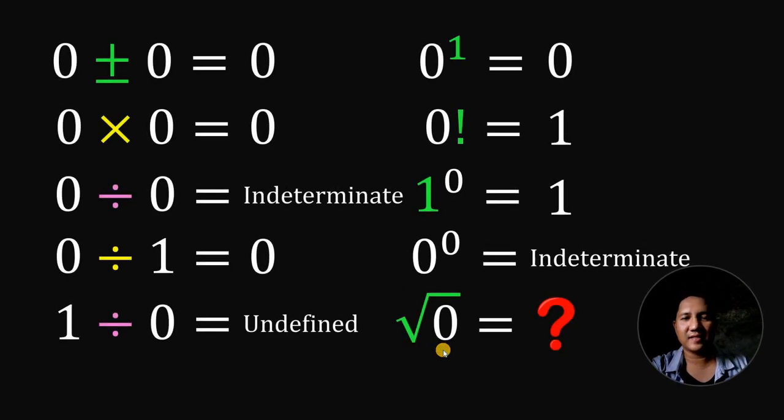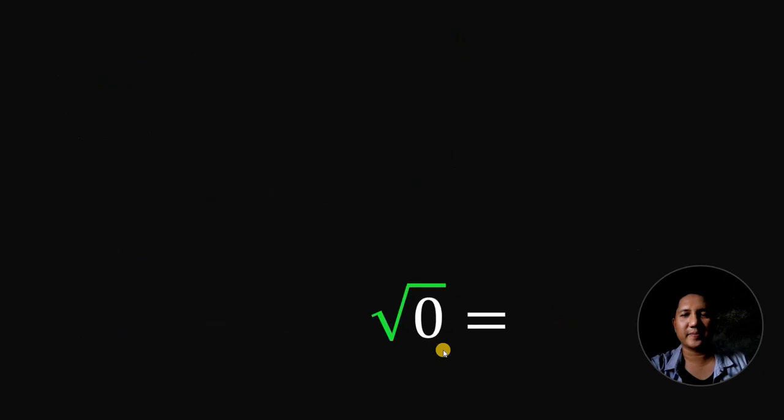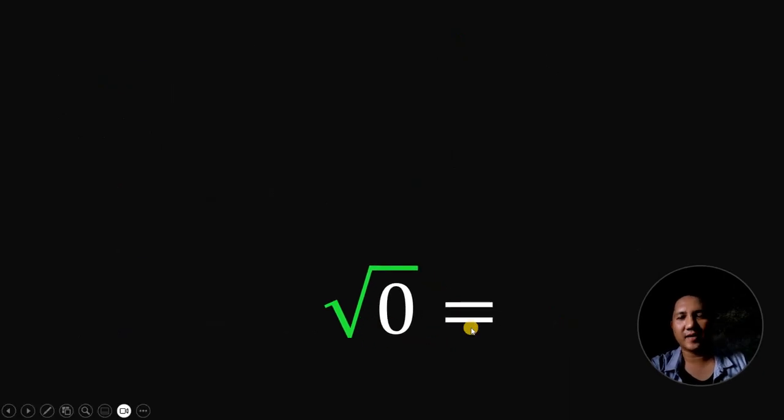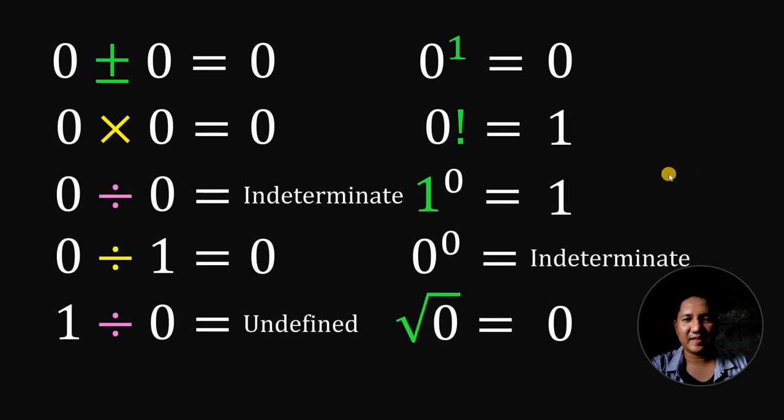How about the last one? Square root of 0. What's the answer when we encounter square root of 0? Now square root of 0, this is not a tricky question. This is simply equal to 0. And there you go. Here's our answer to this question involving 0.